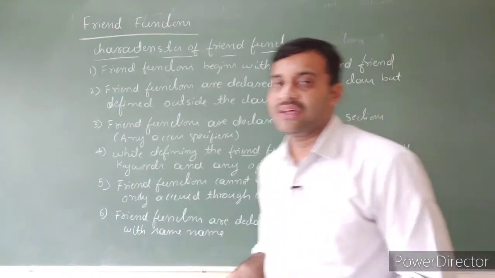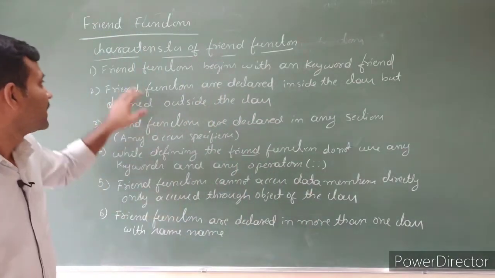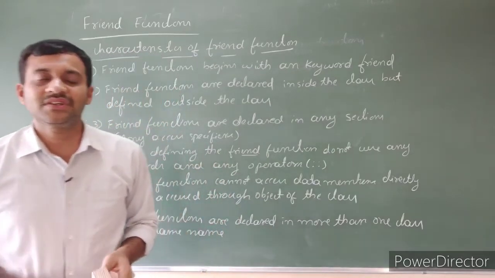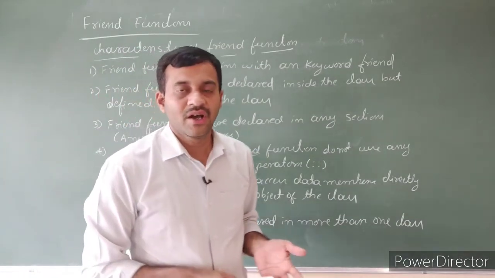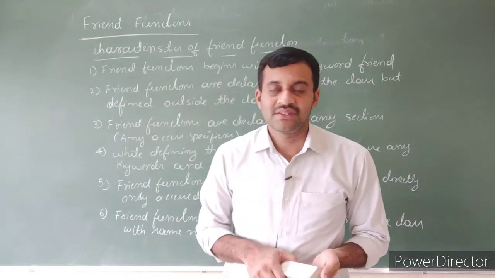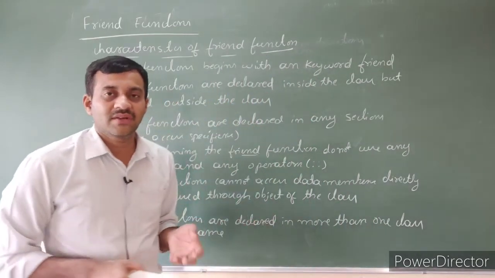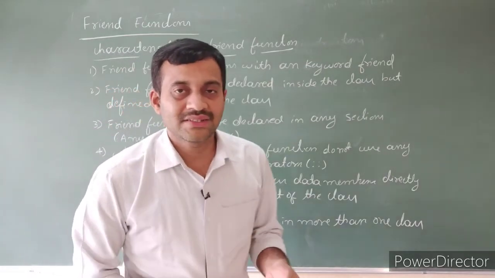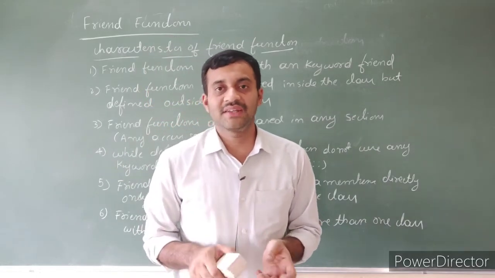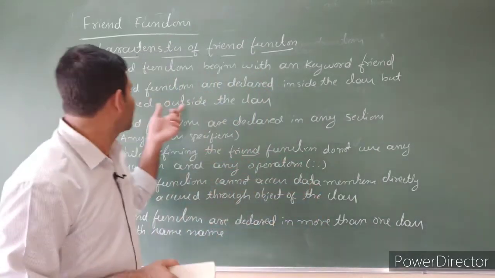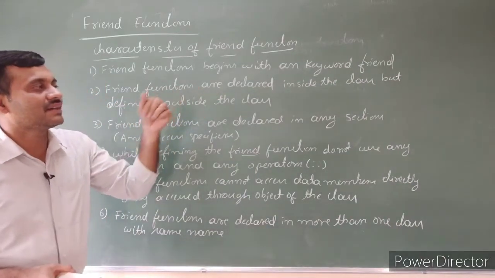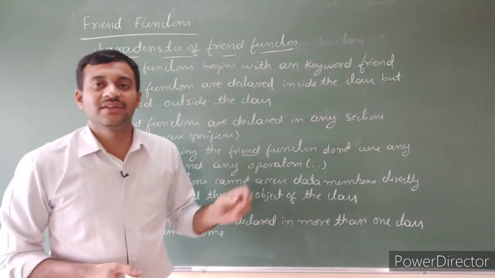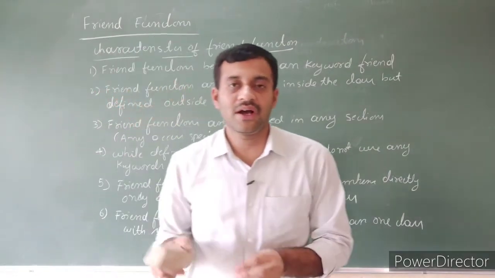Let's discuss them one by one in detail. See the first one: a friend function begins with the keyword friend. Normally, functions begin with a return type specifier, function name, and argument list with declaration. Along with these parts, friend functions begin with the keyword friend, so the compiler easily identifies this as a friend function. Basically, a friend is a non-member function. Second, friend functions are declared inside the class but defined outside the class. Friend functions must be defined outside the class.